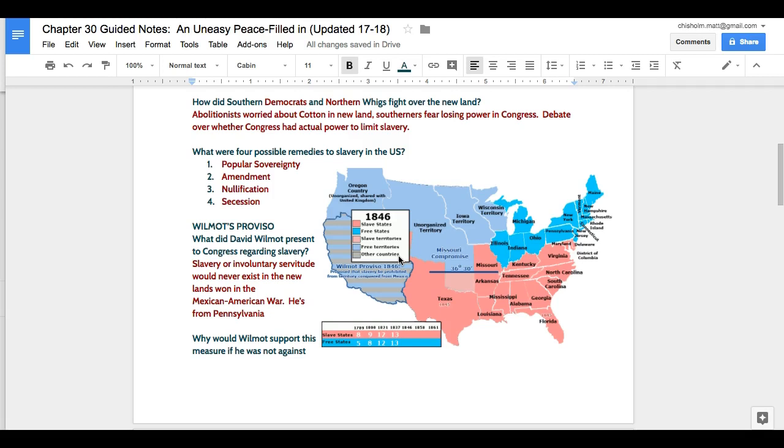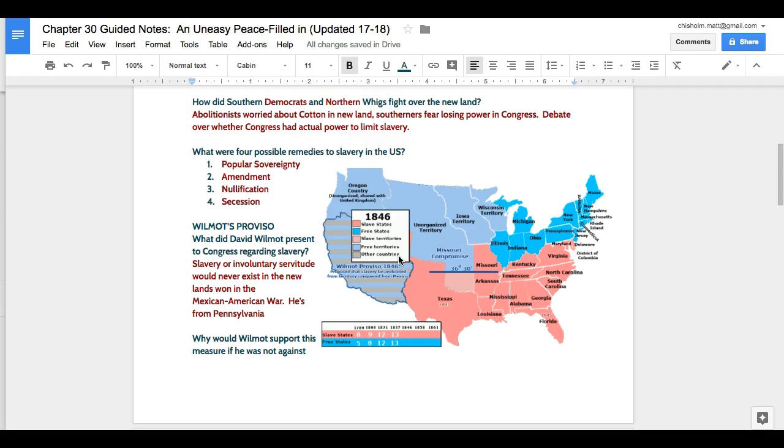And four, of course, is secession, which is leaving the Union. Secession is not the same thing as Civil War. I want to make sure to keep that in mind, even when South Carolina secedes in 1860. All right, so those are the four possible remedies we're trying to deal with.